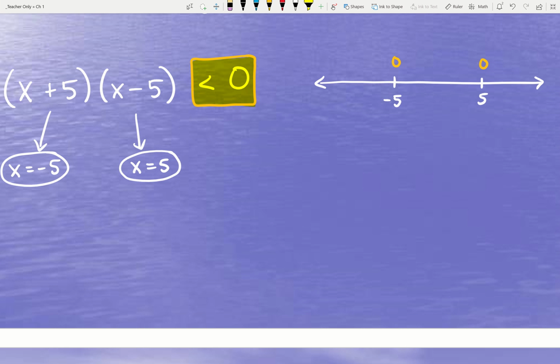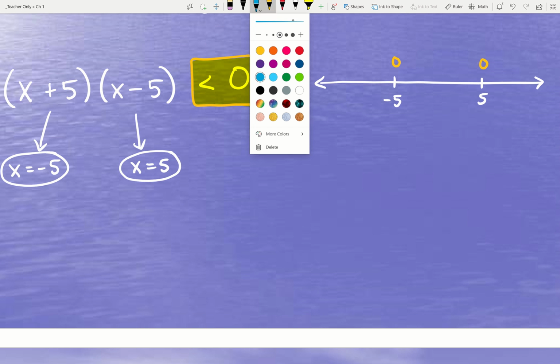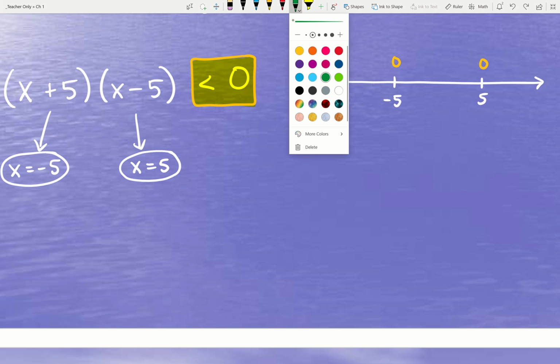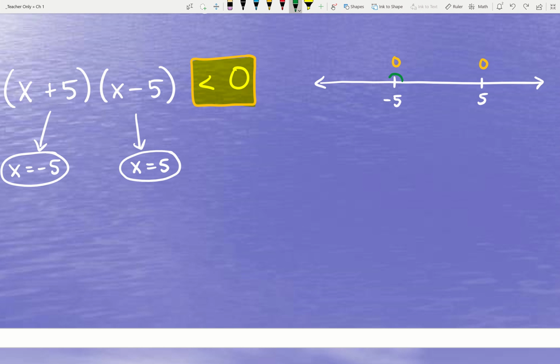Okay, remember, I'm only interested in values that are less than 0. So what that's automatically going to mean, now that we have those zeros written down, is that I am going to have some open dots on these values here, and you probably can't see that blue color very well on a blue background, so let's change it to green. Okay, I'm going to have some open dots on those values of negative 5 and positive 5 because I'm not less than 0 there, I'm equal to 0 there.